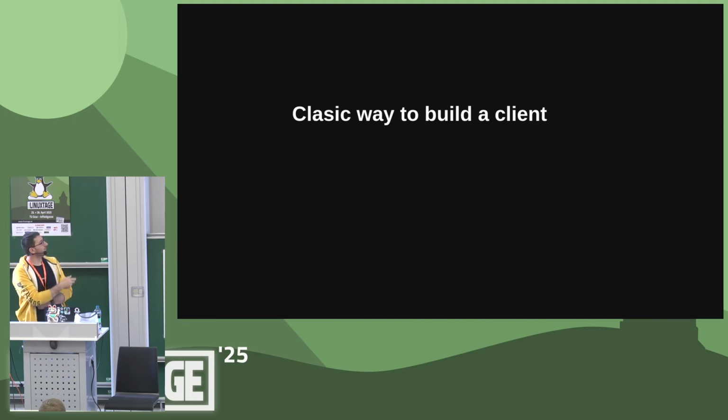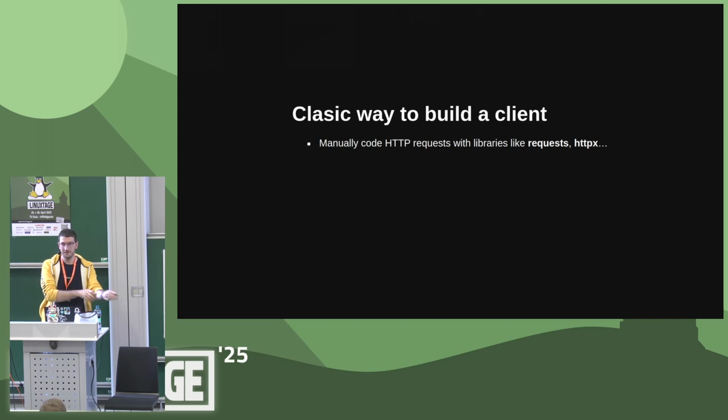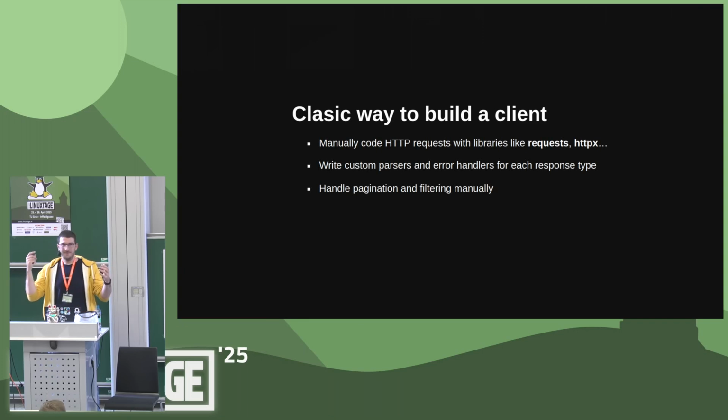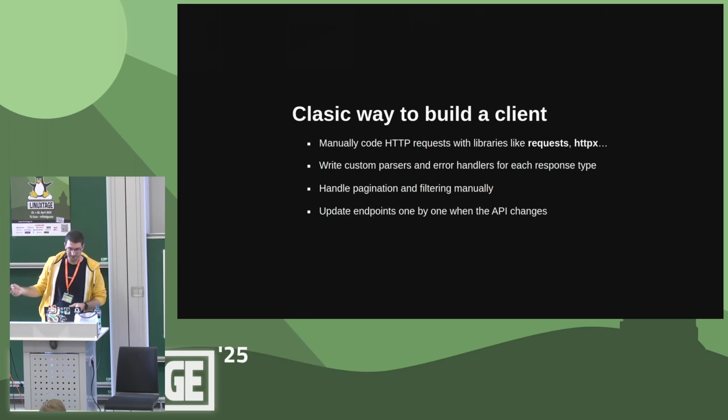Okay. So the classic way to do this is you will probably use a library like requests or HTTPX if you are using Python, and you will manually code each of your requests. You will also create parsers and handlers in order to work with your data. You will then find out you need to handle pagination. You will also need to add the information for filters. And over time, you also need to update your API. So you also have to go again over your client and see what are the things that are now changed.